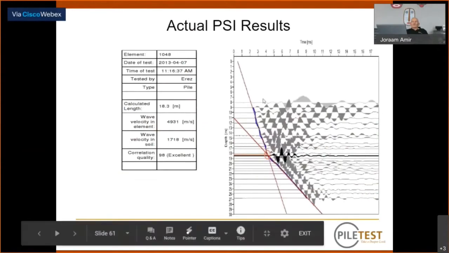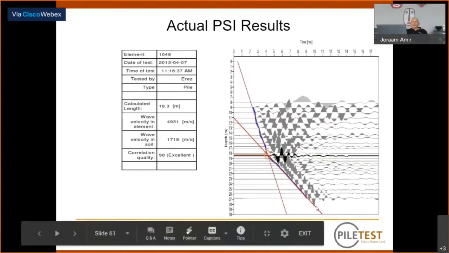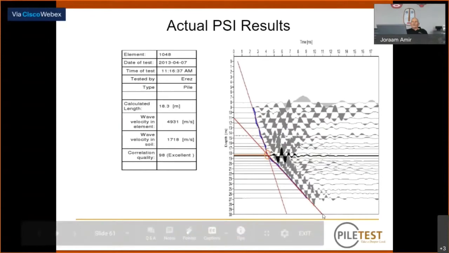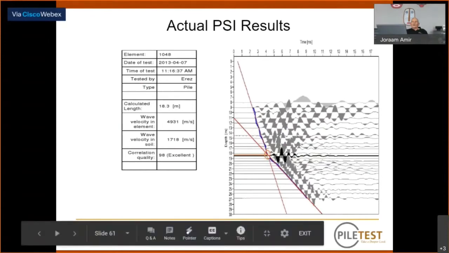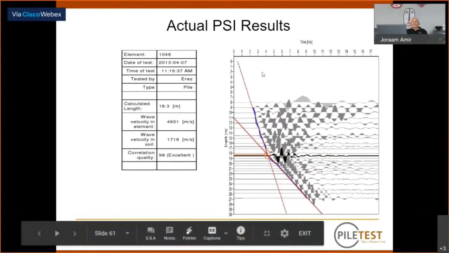This is the plot we get. You see that these are the first arrival times, which are arranged very nicely on a straight line. And from this point onward, there is a break in the slope of the line. This is exactly where the toe of the pile is, at 18.3 meters depth. So you can test piles even if you don't see them at all.